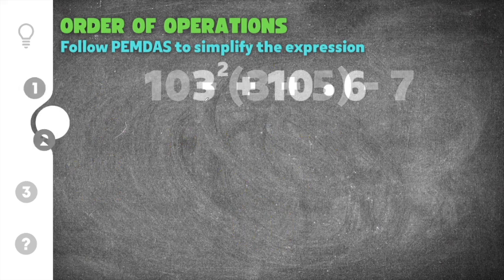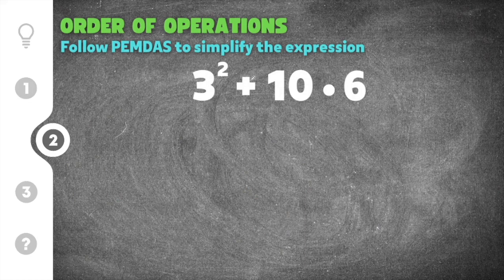Moving on to our second practice problem, this problem gives us 3 squared plus 10 times 6. In order to simplify this, we have to follow the order of operations, which we can represent using PEMDAS. The first part of PEMDAS is parentheses. This expression does not have any parentheses, so we can skip that step.